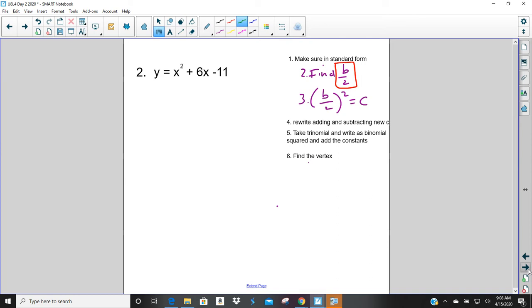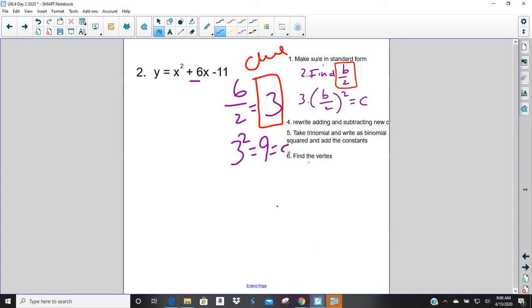So now I'm going to jump into finding the b term divided by 2. The b term in this case is 6. So I'm going to take 6 divided by 2, which is 3. I'm going to put a box around it because that's going to be my clue for later. Step 3, I'm going to take my b term divided by 2, and I'm going to square it. So 3 squared is 9, and that's my new c term.